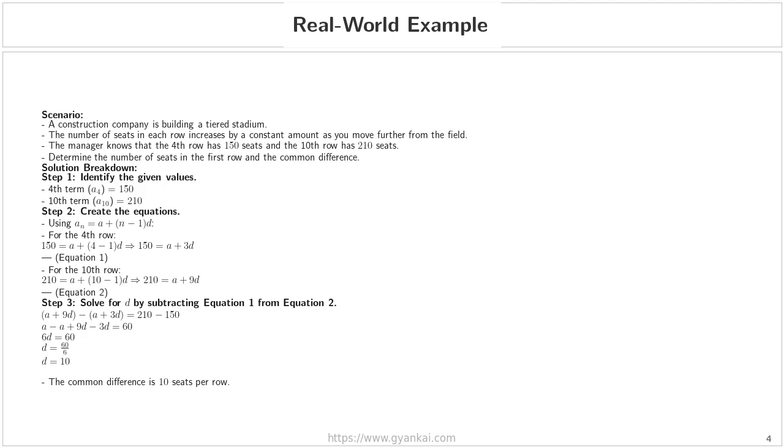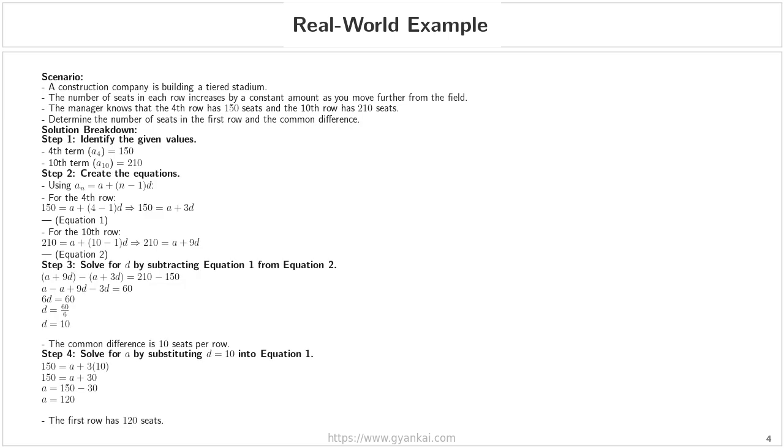In step 3, we solve for the common difference, d. As I mentioned in the procedure slide, the most efficient way is to subtract equation 1 from equation 2. When we subtract the quantity a plus 9d minus the quantity a plus 3d, and set it equal to 210 minus 150, the terms a cancel out. This leaves us with 9d minus 3d equals 60. So, 6d equals 60. Dividing both sides by 6, we find that d equals 10. This tells us the common difference is 10 seats per row.